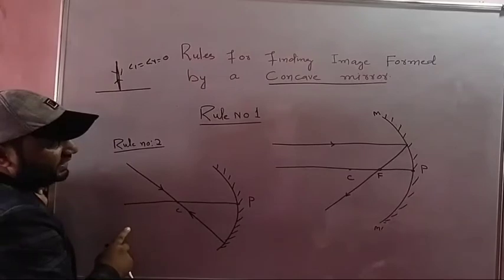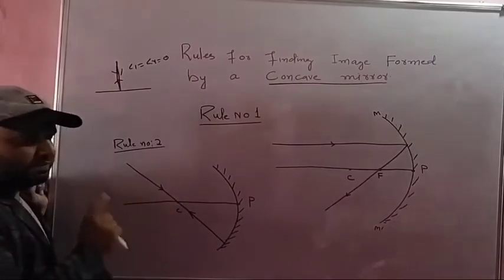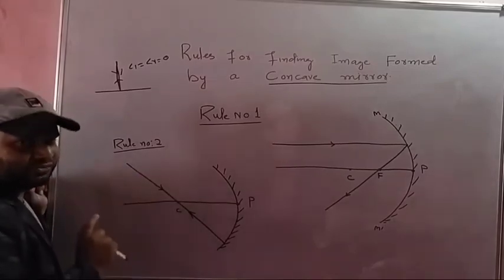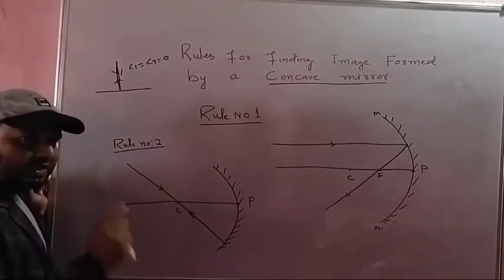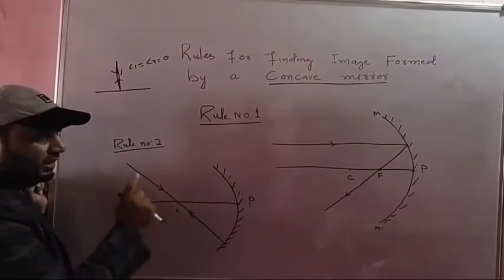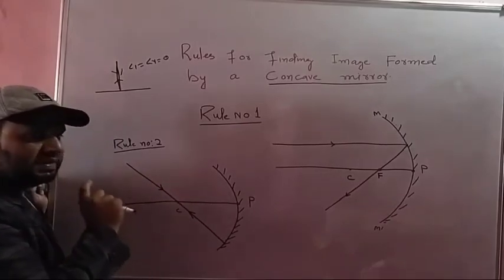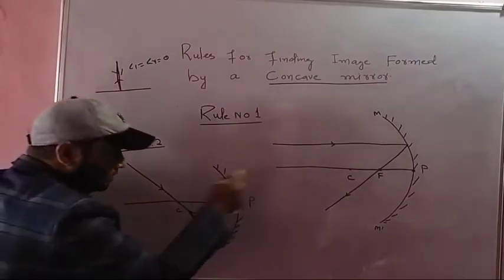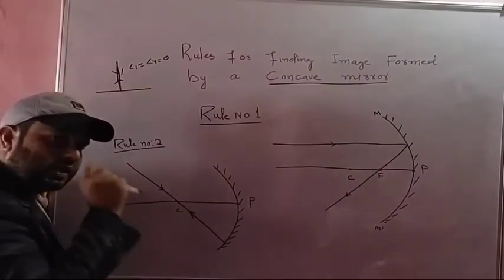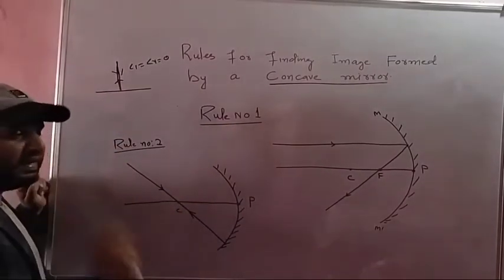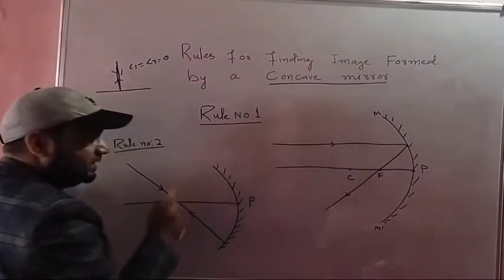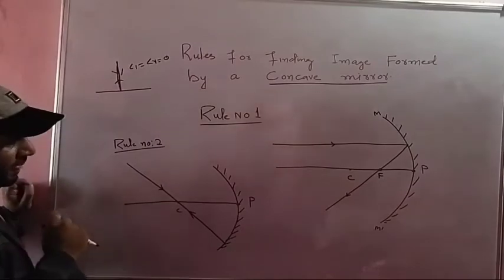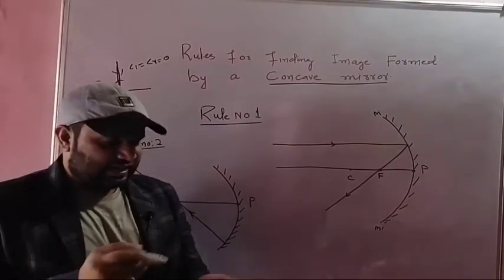Okay, this is rule number 2. Rule number 2 is very important. All the rules are very important, but these two rules are frequently used. Let me repeat. These two rules are those rules that are repeatedly used in image formation. Image formation में इन दोनों का ज़्यादा इस्तेमाल होता है. That's why I am repeating this one and this one. These two rules are very important. I hope the two rules are clear.